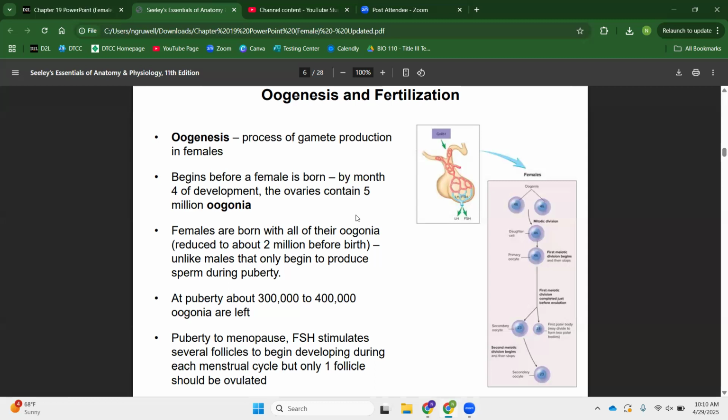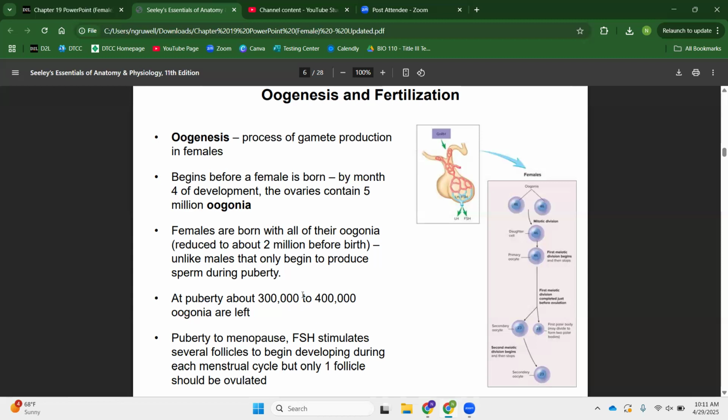And they actually lose about 3 million of those, over half, just between that month 4 all the way through birth. And eventually, once females hit puberty around age 11, 12, 13, then we're going to have 300 to 400,000 oogonia left. So these are going to continue to decrease throughout the lifespan as women go through menstrual cycles. So this number is going to continue to decline.